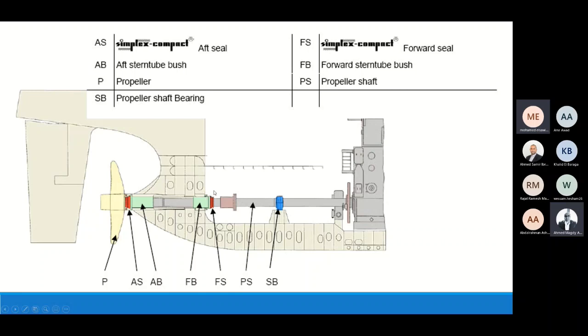So you don't need to take this oil to any cooling system. It is already cooled by this area surrounding the stern tube, so it remains always cool. Is it clear? Yes, it's clear. So this is how you cool the stern tube and stern tube oil. You don't need to pass this through the oil cooling system.